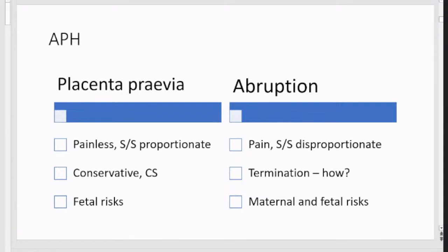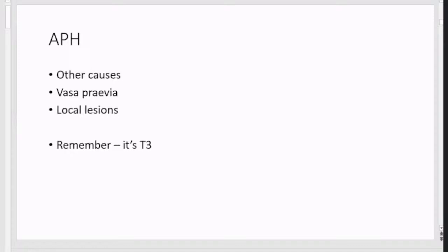Or if it's a primigravida whose Bishop score is very unfavorable, then because the abruption may progress and might result in fetal death, I would like to do an immediate cesarean section. So, this is how you will manage the question on antepartum hemorrhage, depending on what the question is, right? Then the other causes, if you have a differential diagnosis or list the other causes, you will write about vasa previa, local lesions, etc.